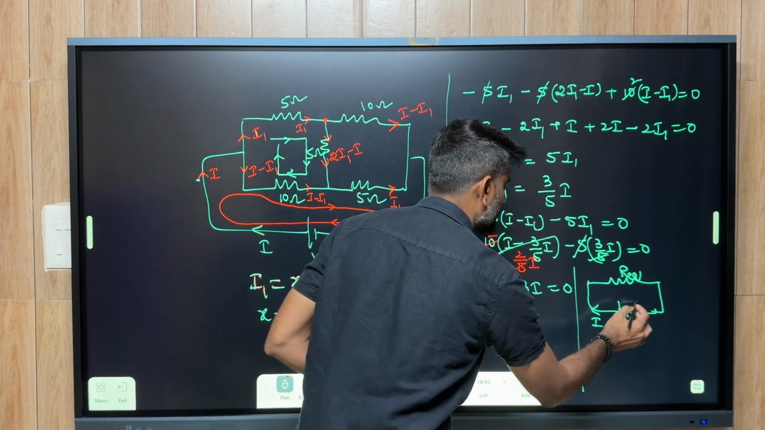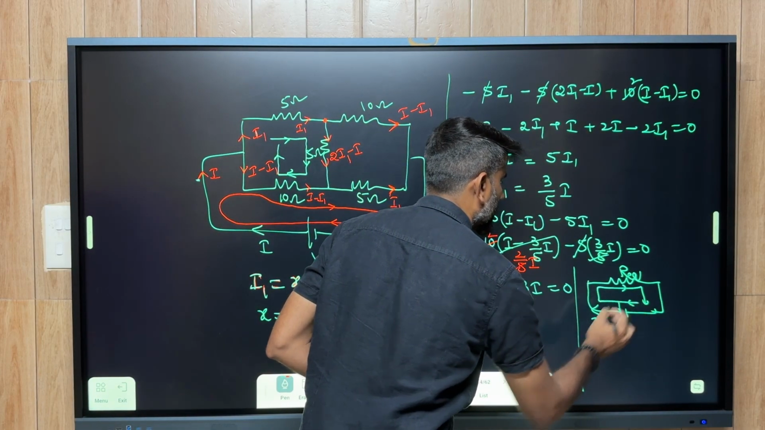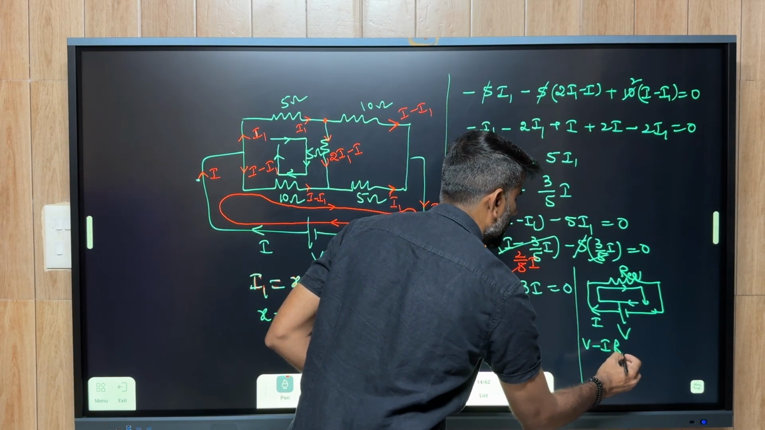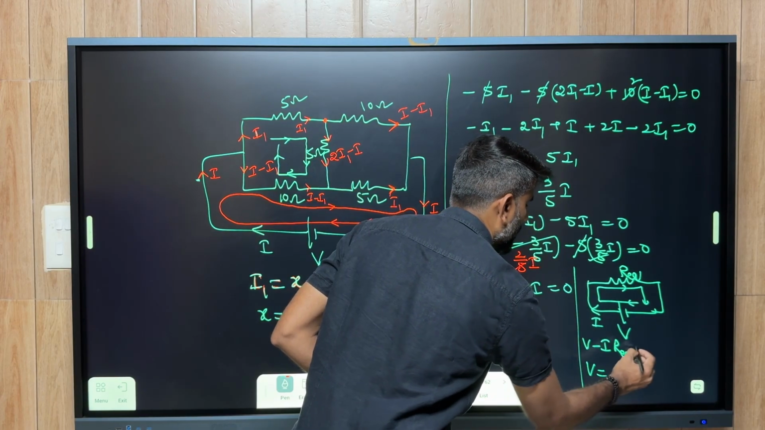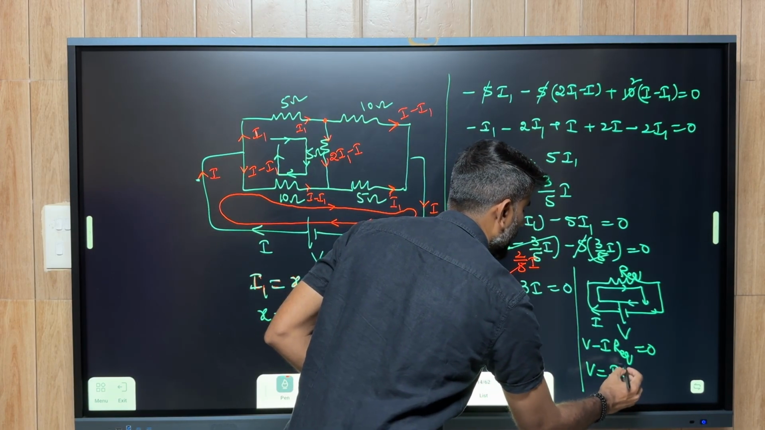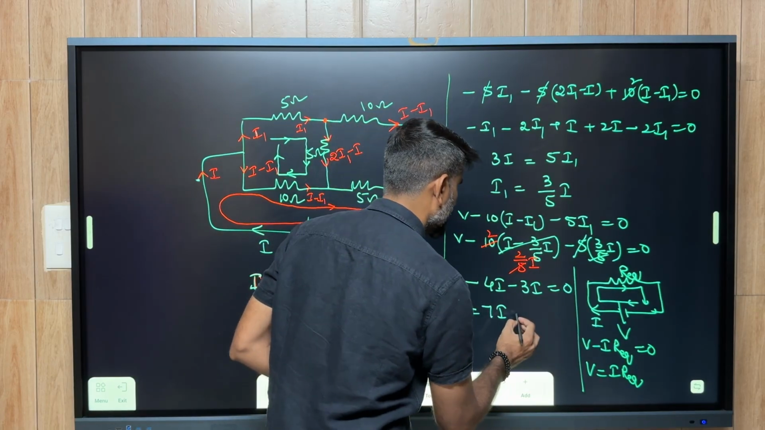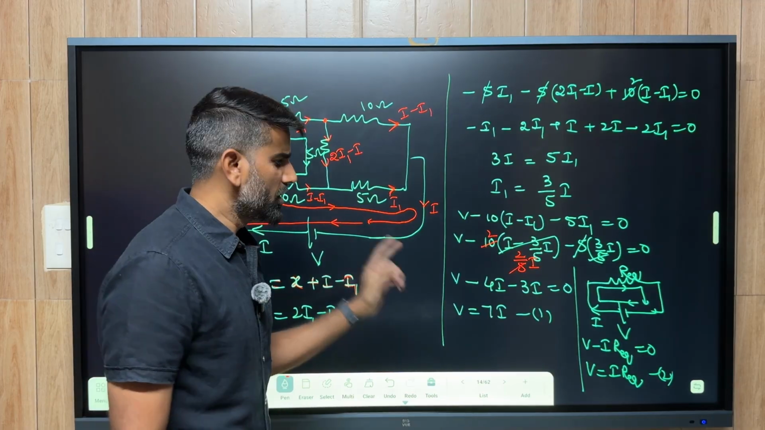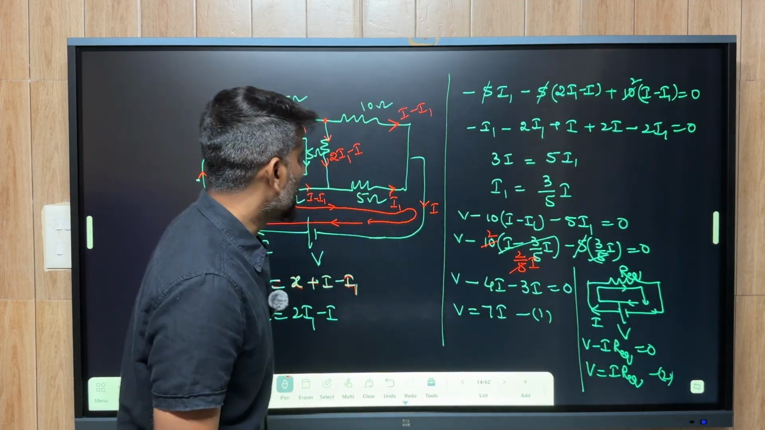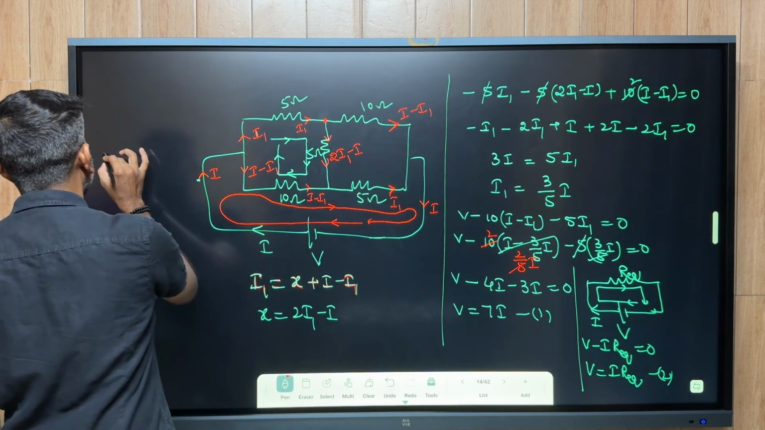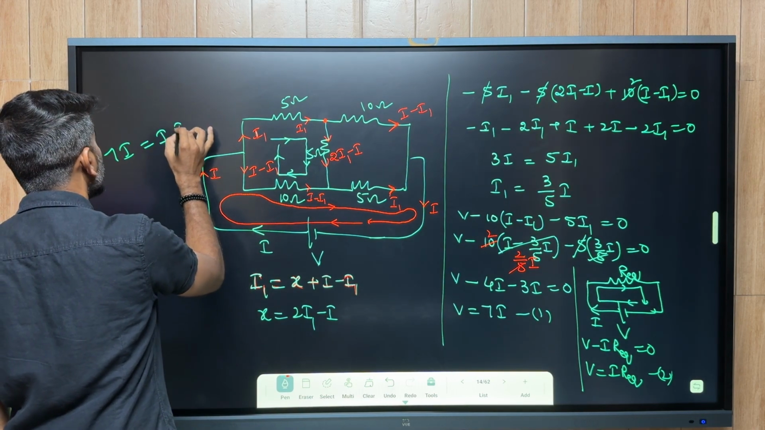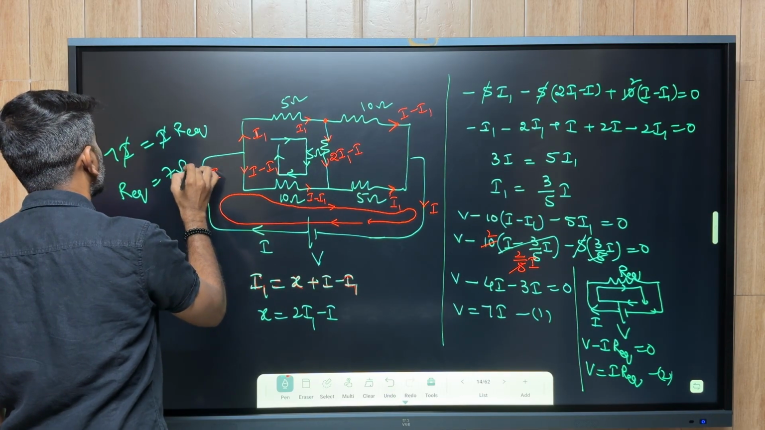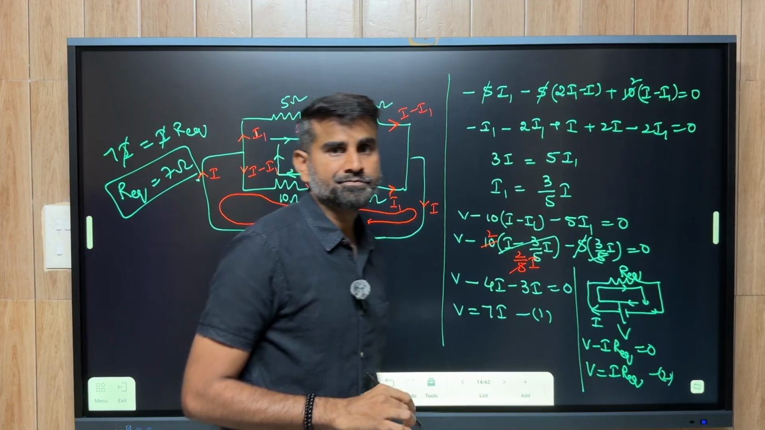Now if I apply the loop law like this, what am I getting? V minus I into R equivalent is equal to 0. That means V is equal to I into R equivalent, right? Let us say this is equation number 1 and this is equation number 2. Hope my point is clear. If you compare V is equal to 7I and V is equal to I into R equivalent, I will get cancelled, and R equivalent is equal to 7 ohms. This will be our answer.